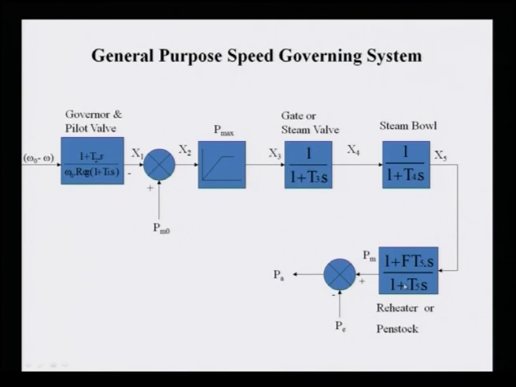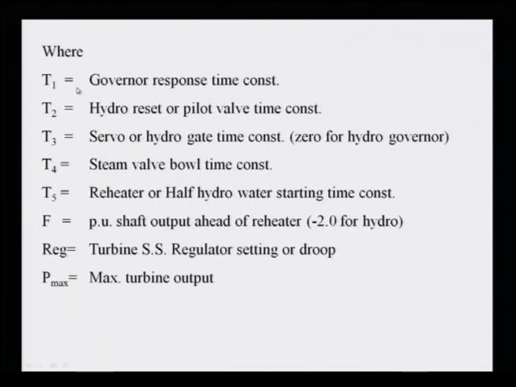Then we have the reheat, basically this is nothing but your turbine modeling. Here the reheater or the penstock, penstock for hydro and reheater for your thermal, and finally this Pm is coming and this P electrical and this is going for the PA. So, this is a general purpose speed governing system.